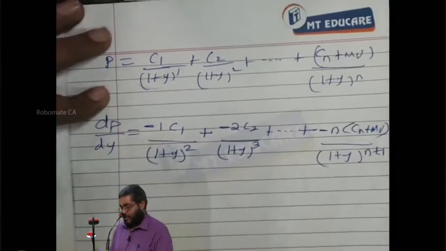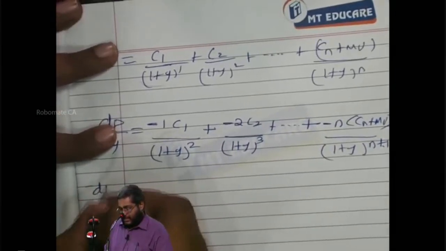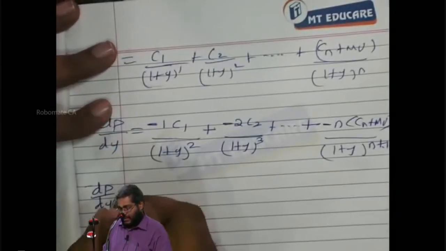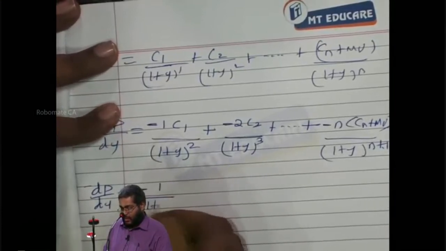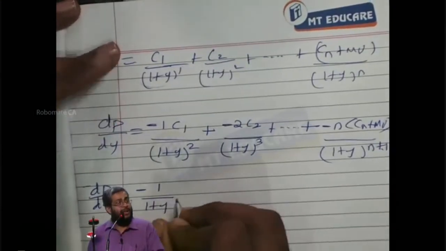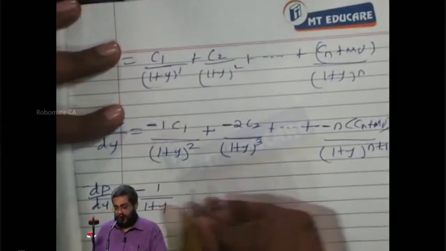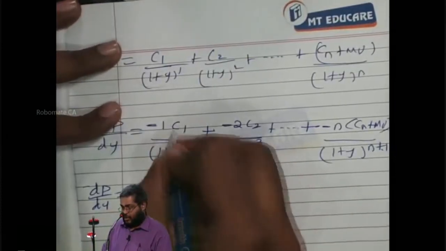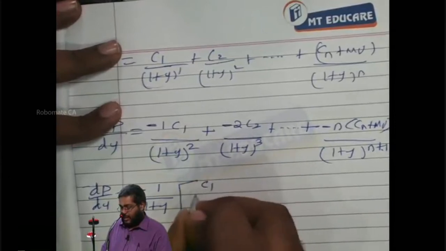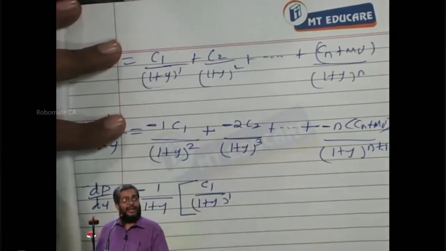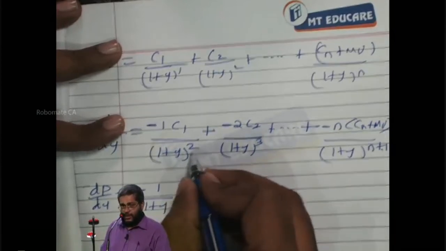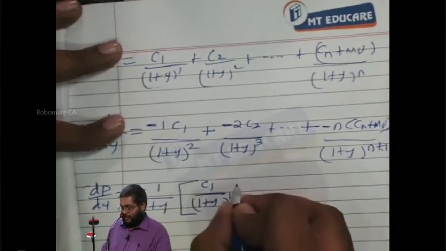Now, please follow here. dp by dy is equal to, I take minus 1 by (1 plus y) outside. I take what? Minus 1 by (1 plus y) outside, into what happens? It becomes C1 by (1 plus y) power 1. Correct? Now 1 plus y taken outside becomes what? (1 plus y) power 1 plus what?